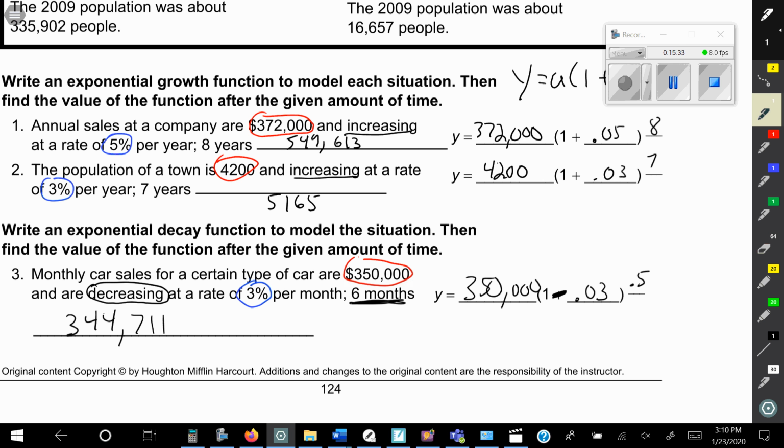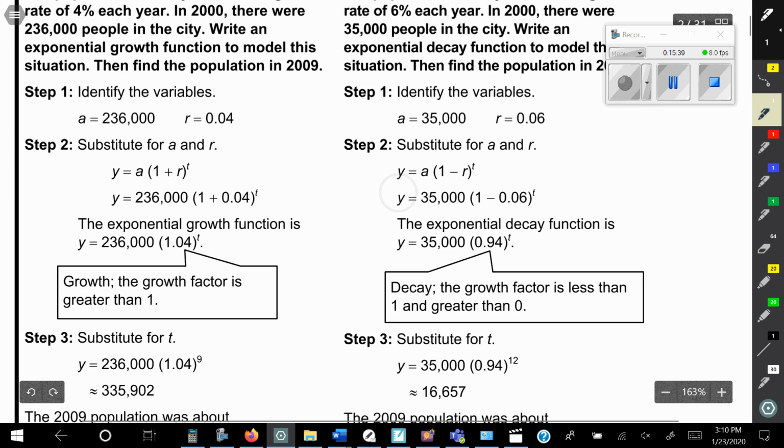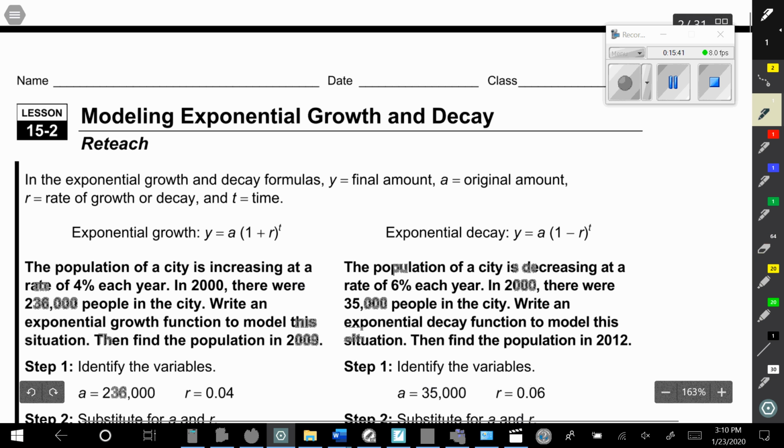Okay, but that is doing exponential growth and decay. Keep in mind what your formulas are. Growth is y is equal to a times 1 plus r raised to the t. And decay is y is equal to a times 1 minus r raised to the t. Make sure you know that the y is your final amount and your a is the original amount. R is the rate of growth or decay, and t represents the time.